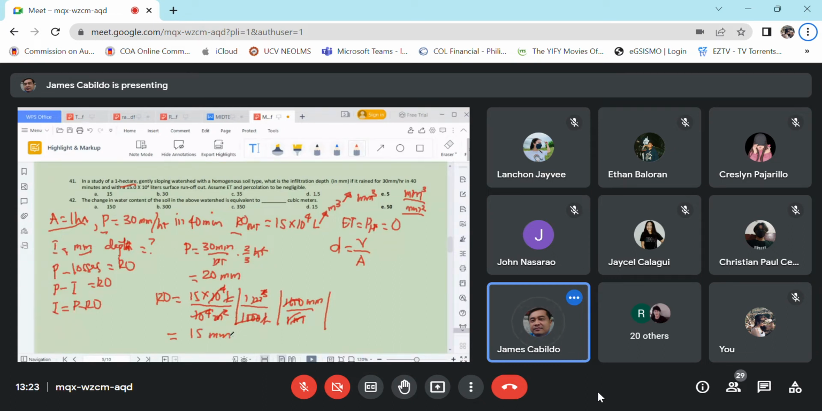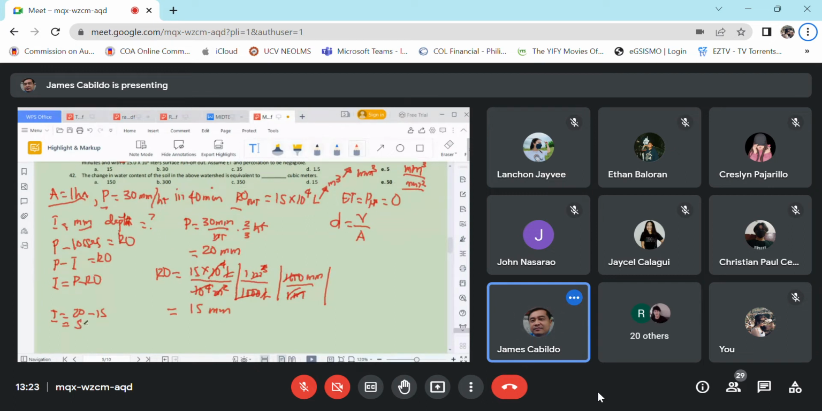So we are ready to get I. Substituting, I is equal to P, which is 20, minus runoff, which is 15. That is equal to 5 mm. So the answer here is letter E, 5 mm.